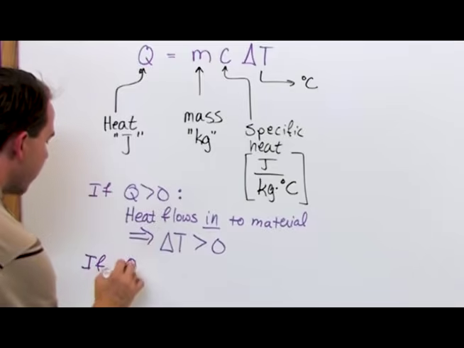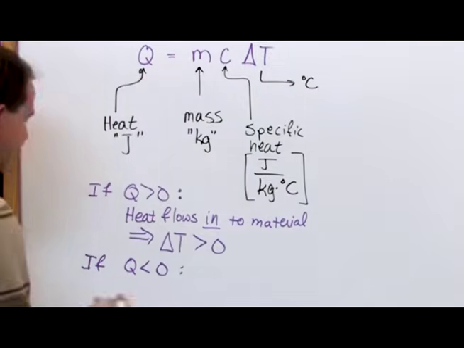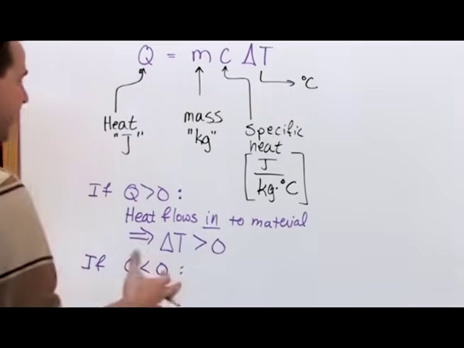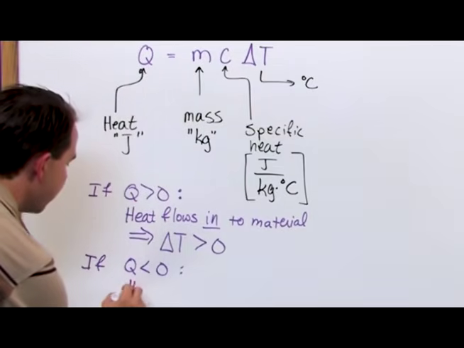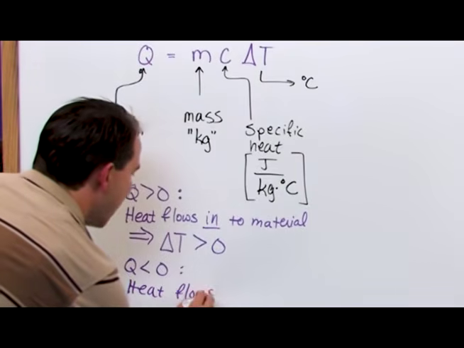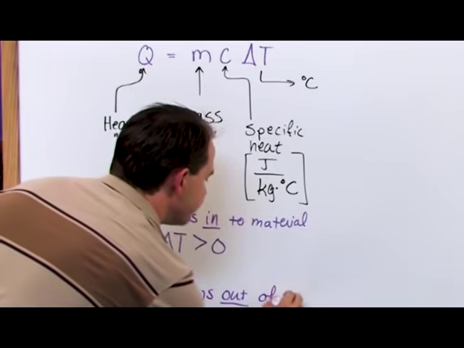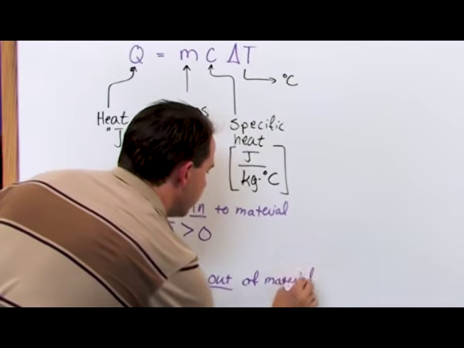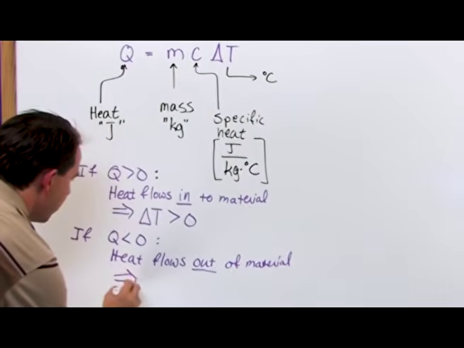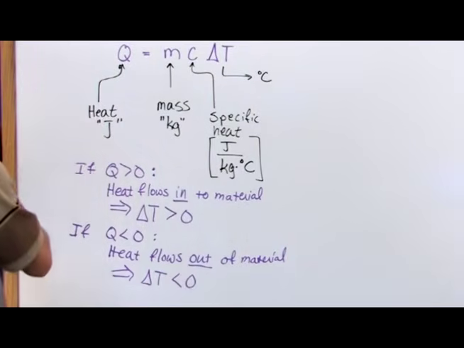Now let's look at this. If you calculate a Q less than 0, meaning you get a negative number for Q, it doesn't mean it's some wacky amount of heat that's negative or anything. It just means that heat flows out of the material. Okay, and because of that, delta T is less than 0. So this is nothing magical here, people.